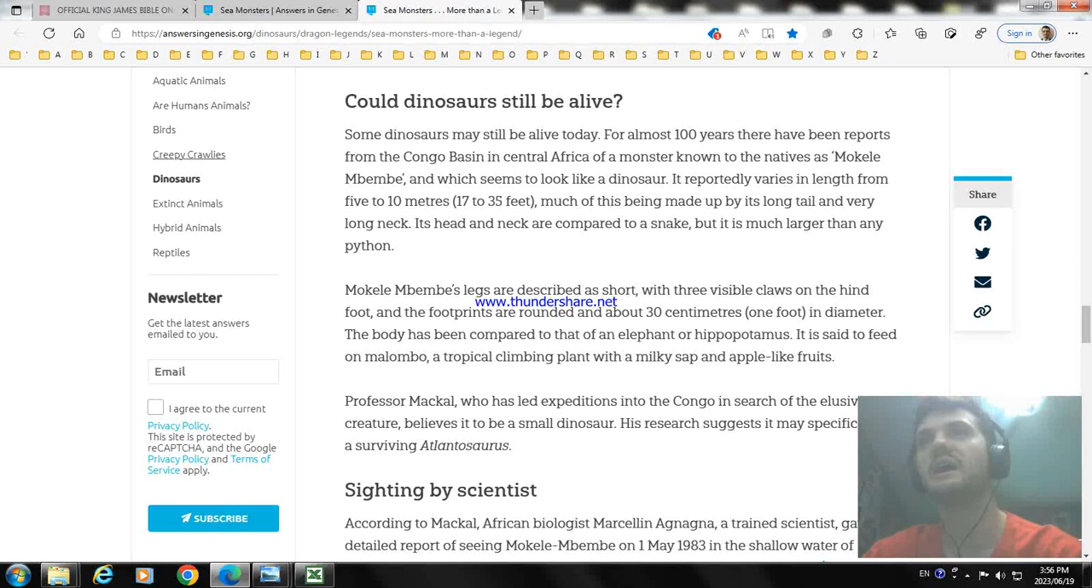Now, could dinosaurs still be alive? Some dinosaurs may still be alive today. For almost 100 years, there have been reports in the Congo Basin in Central Africa of a monster that is known natively as Mokele-mbembe.